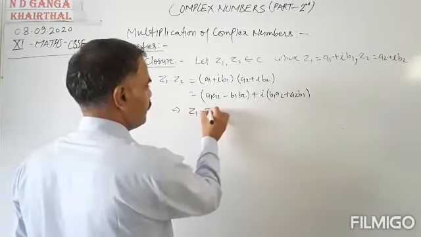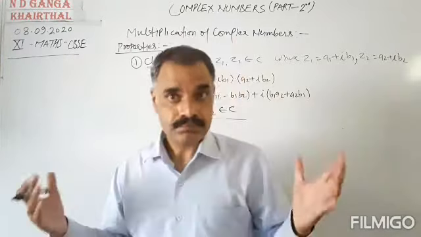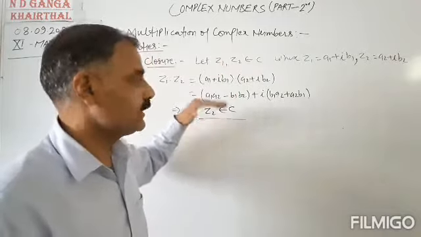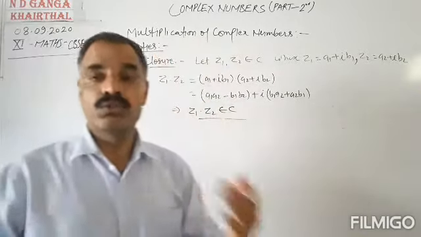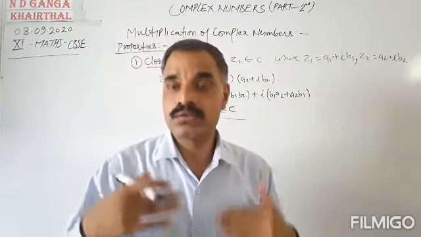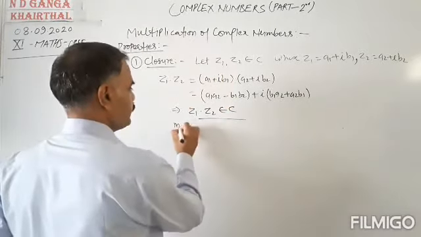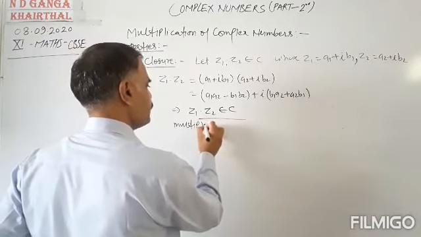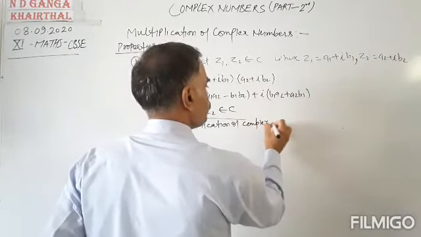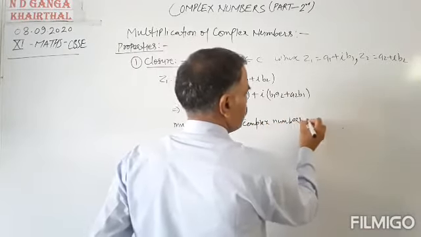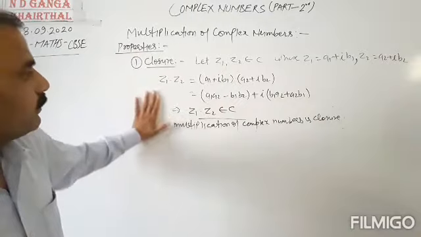This implies that Z1 into Z2 belongs to C. Z1 into Z2 belongs to C. It means Z1 Z2 is also a complex number. So the multiplication of complex numbers is closure. This property is said to be the closure property. Means multiplication of complex numbers is closure. Okay, so this one is the closure property.